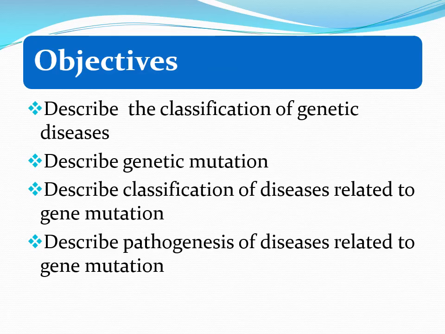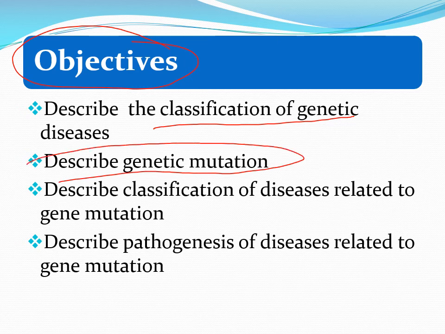In this discussion, my dear students, we'll have the following learning objective. Number one, because we're discussing genetic disease, we'll have to classify them. So it's very important to classify genetic disease because they have classes. And after that, we have to discuss individual class. One of the classes of genetic disease are those genetic disease which arise due to gene mutation. Therefore, we have to describe gene mutation.